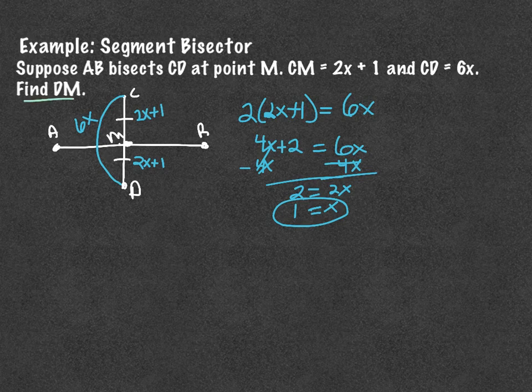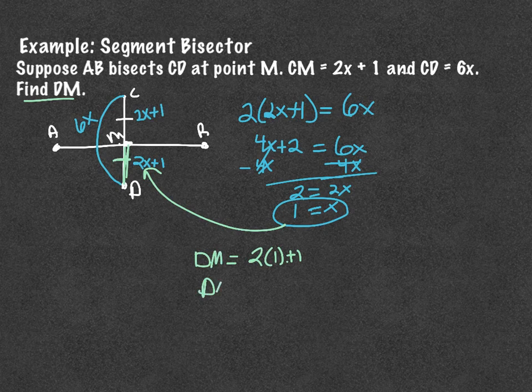The question is asking us to find DM. So this length right here. So you take that 1 and you put it in for the x. So 2 times 1 is added to 1. And DM is going to equal 2 plus 1, which is 3. And that would be your final answer.